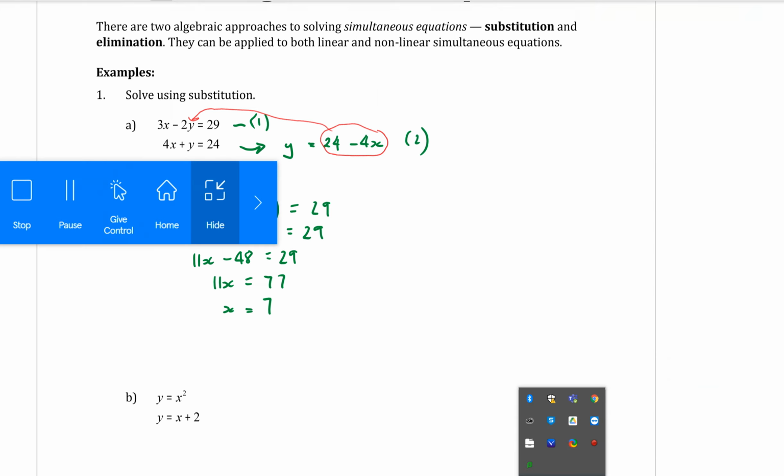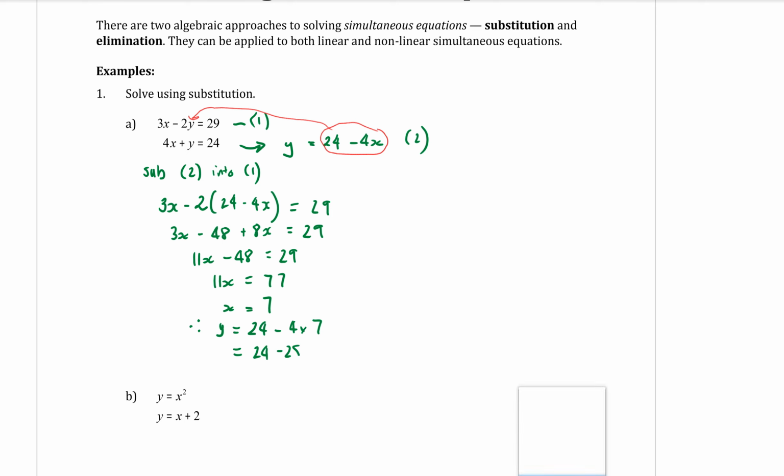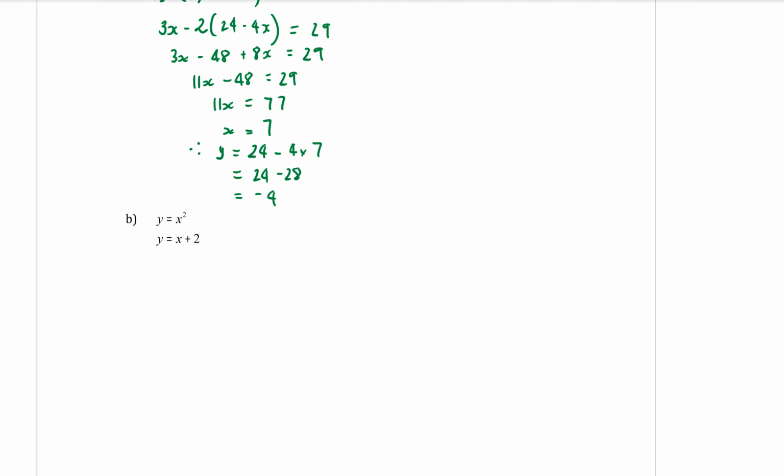So I'm going to say, therefore, y equals 24 minus, and it's 4x, so that is 4 times by 7. Okay, 4 times 7 is 28. 24 minus 28 is minus 4. Okay, we like to write our solution as a coordinate, so let's do that over the side since I'm running out of room. X was 7, y was minus 4.